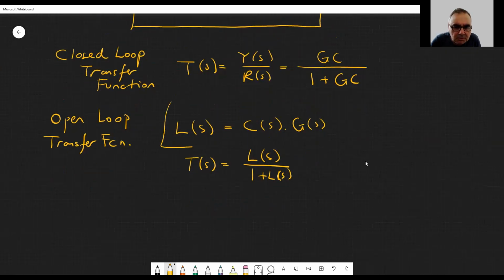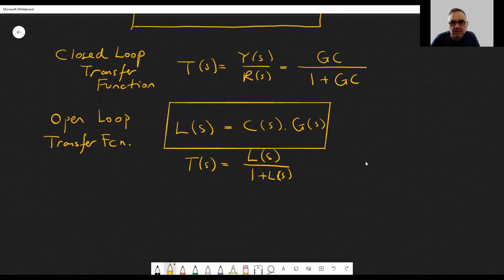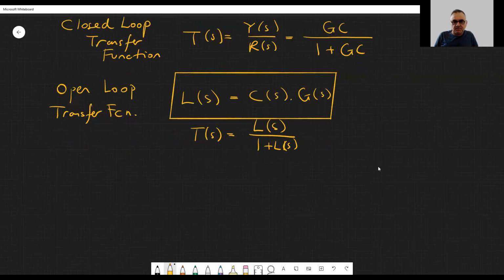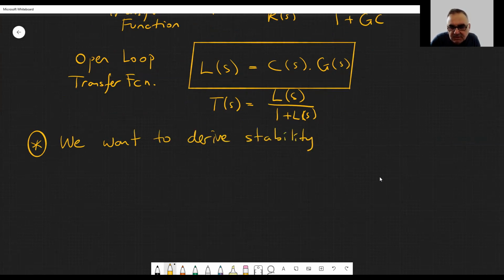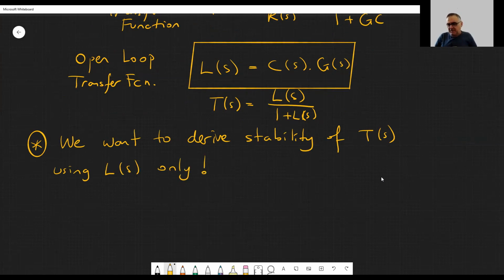We want to, and this is important, derive stability of T of S, the closed loop system, using L of S only. Okay, we don't want to go and find T of S, etc. We just want to use the controller times the plant.